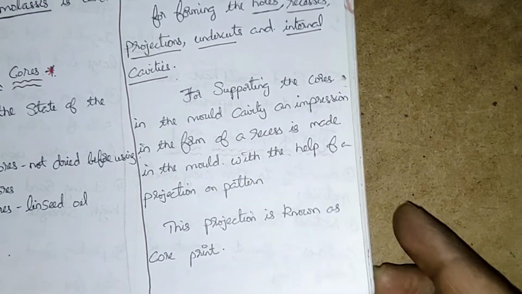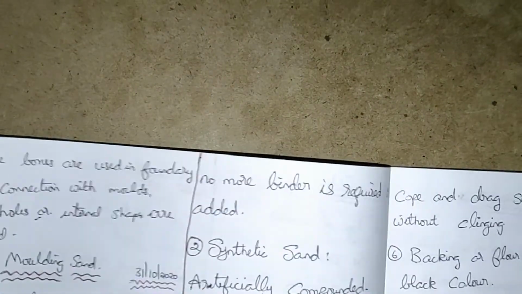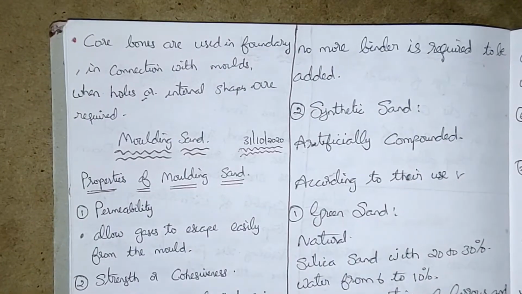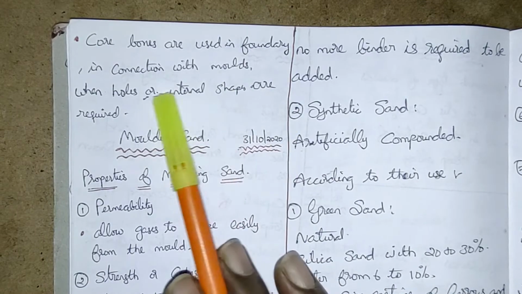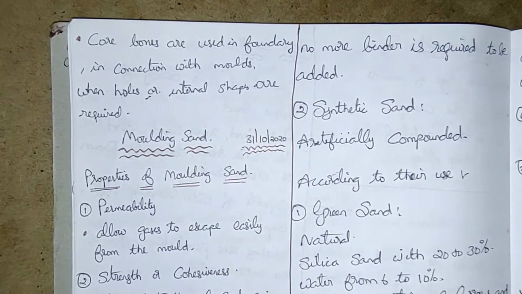If you get a question regarding core, all these things you have to write in your answer sheet, then only you will get good marks. Because it is a theory subject, you should explain in a systematic manner. Next, core boxes are used in foundry in connection with molds when holes or internal shapes are required.